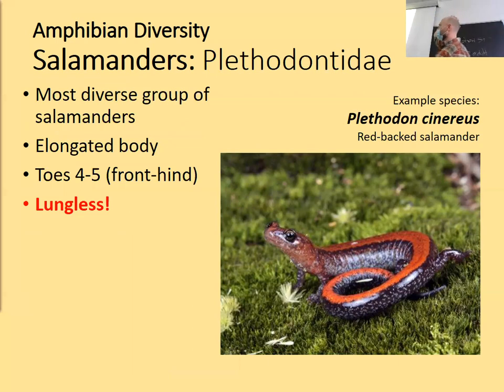What's cool about them, well, there's a lot of cool things about them, but they're lungless, which means that the majority of salamander species are in fact lungless. So they're terrestrial, but they don't have lungs. All their gas exchange happens through their skin. So as you can imagine, they need to keep that skin nice and moist at all times.